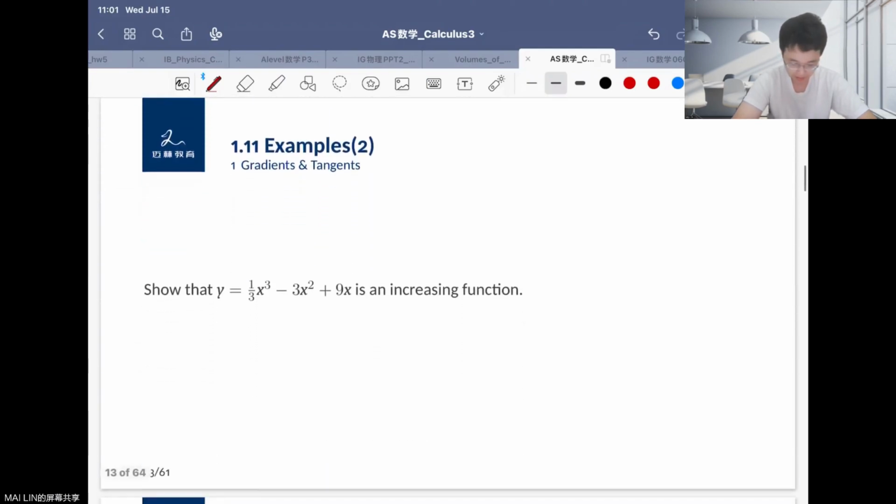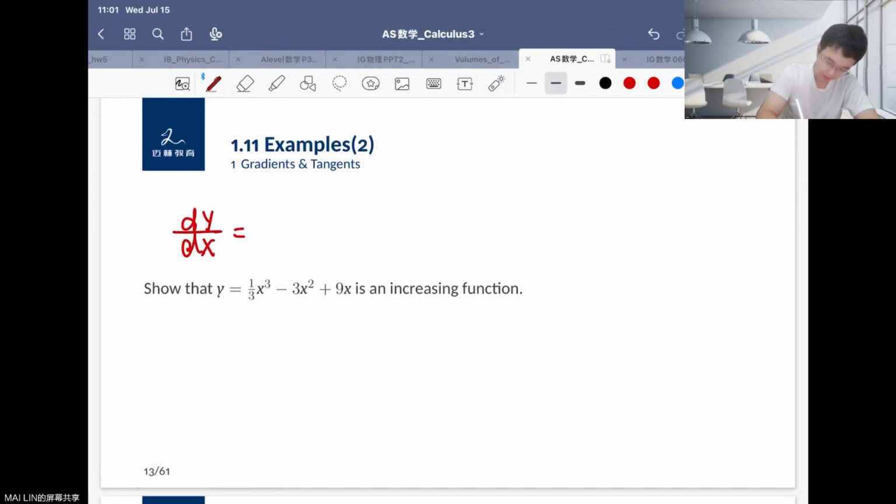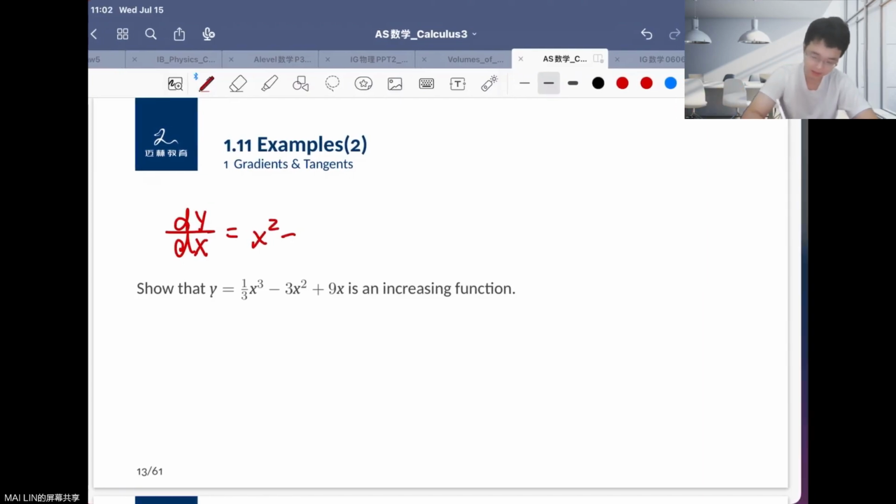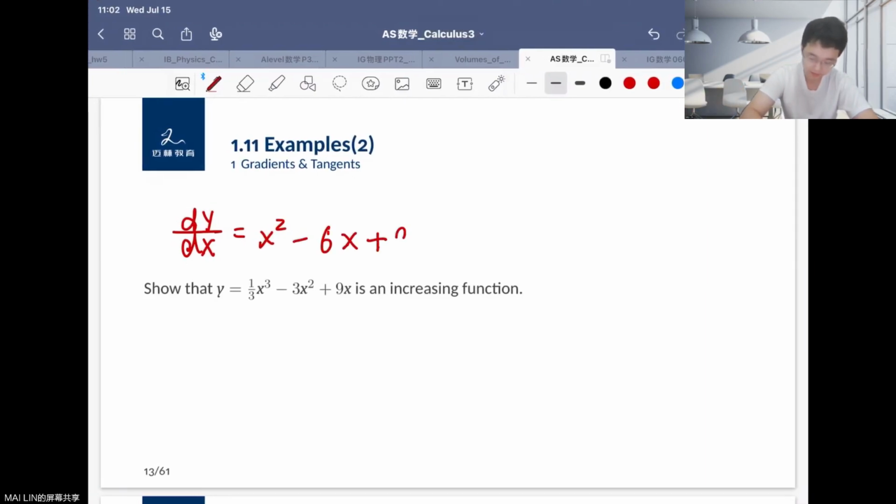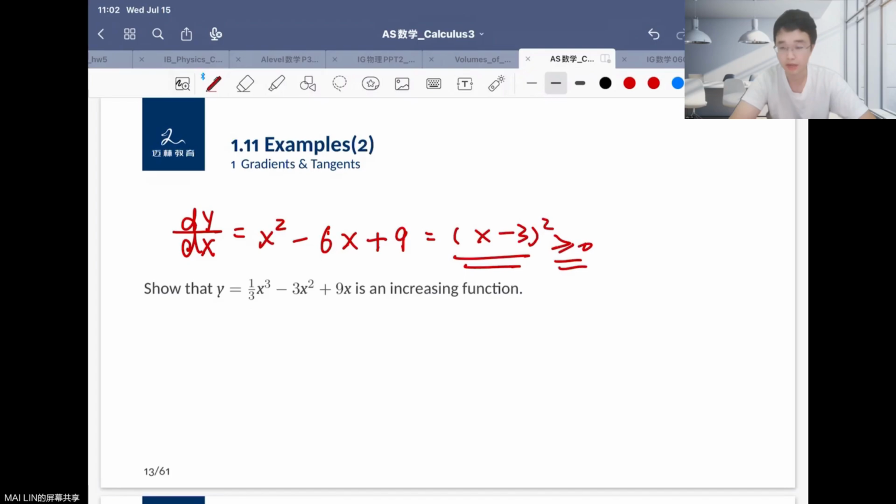And here's another example, to judge whether it is an increasing function or not. First, we differentiate it. So dy/dx: for the x cubed, we put 3 before it, and then the power 3 minus 1 is x squared. So it's 3x squared. And for minus 3x squared, we put 2 above it, so it's 3 times 2x, which is minus 6x, and then plus 9. The total value x squared minus 6x plus 9 is equal to x minus 3 squared. So the differentiation is bigger than or equal to 0.